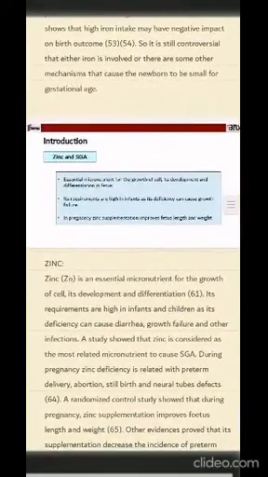Zinc. It's an essential micronutrient for growth of the cell, its development, and differentiation in the fetus. Its requirements are high in infancy, and its deficiency can cause growth failure. In pregnancy, zinc supplementation can improve the fetus length and weight.